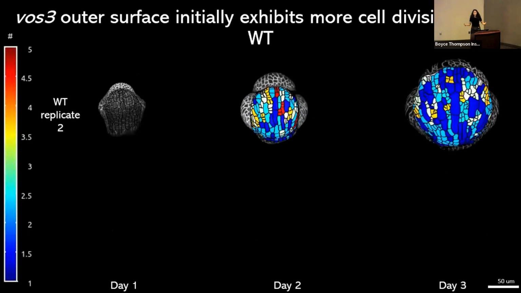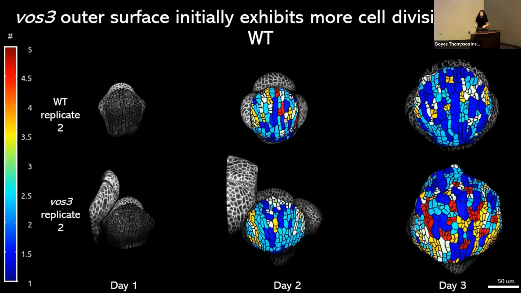When we look at our second replicate of VOS3 and wild type, we see very similar patterns. Again, especially in day 3, there seems to be more cell division overall in the VOS3 sepals than there are in the wild type sepals.